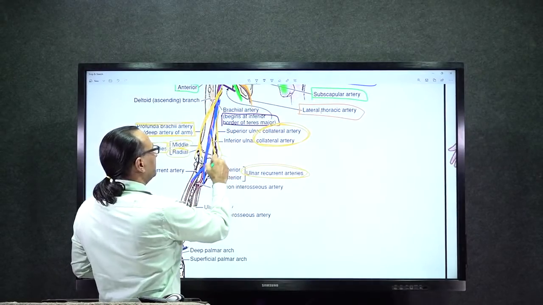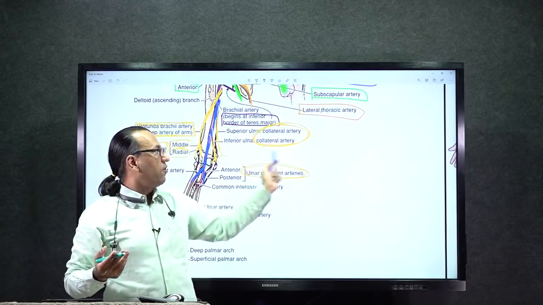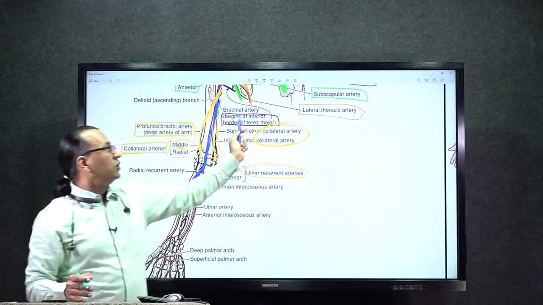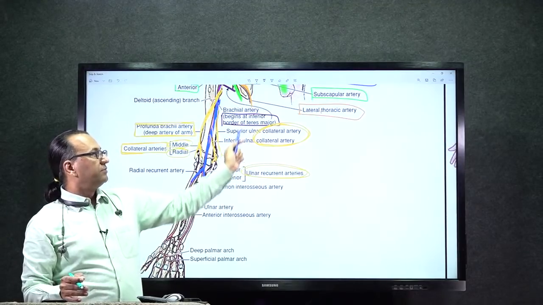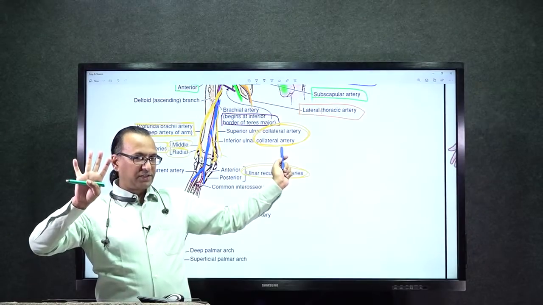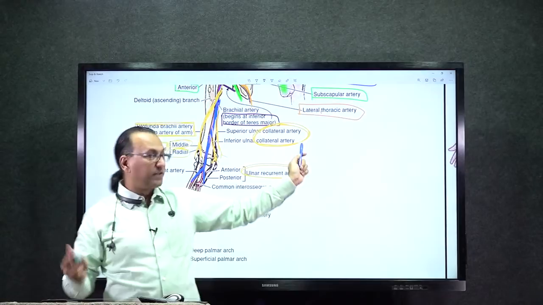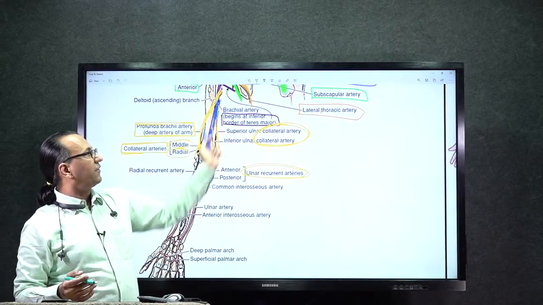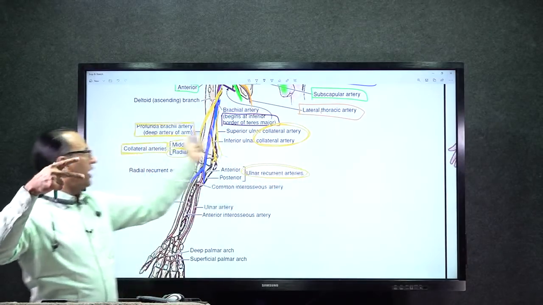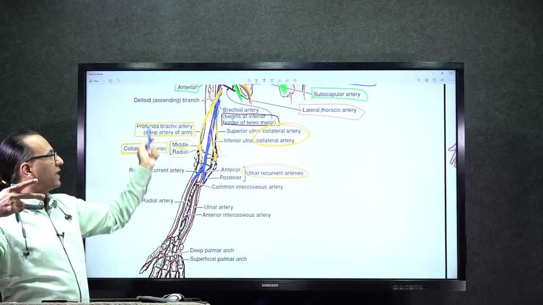So it is the brachial artery itself giving the collateral arteries, but on the ulnar side, namely superior and inferior ulnar collateral artery. So four collateral arteries. There are the superior and inferior ulnar collateral arteries directly from the brachial artery, whereas there are two more collateral arteries which are middle and radial, and that is from the profunda brachial artery.